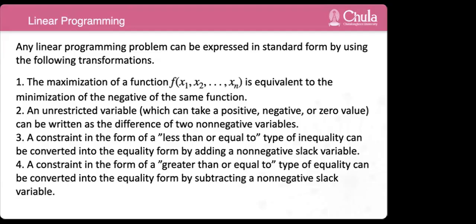Okay, no need for more explanation, right? It's straightforward. And the second one, an unrestricted variable, which is any variable that can take positive, negative, or zero value, can be written as a difference of two non-negative variables.